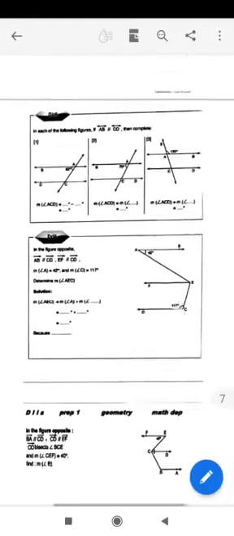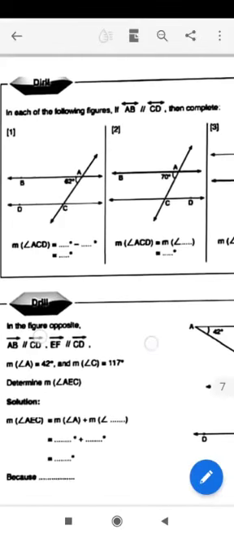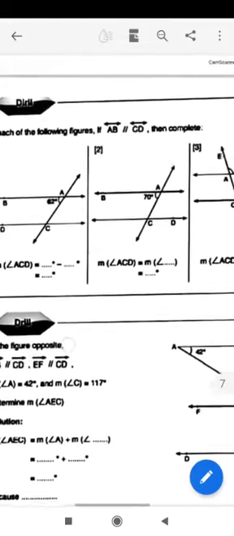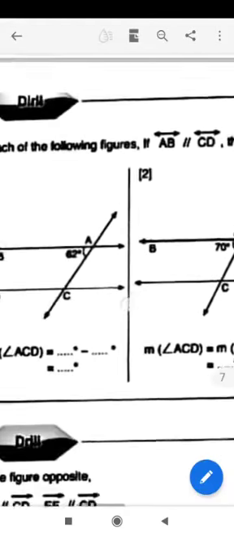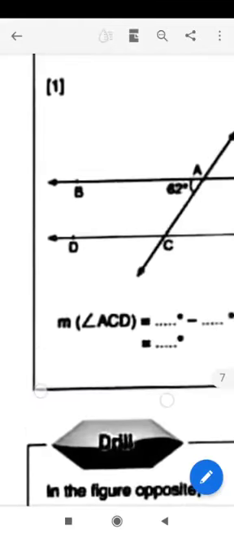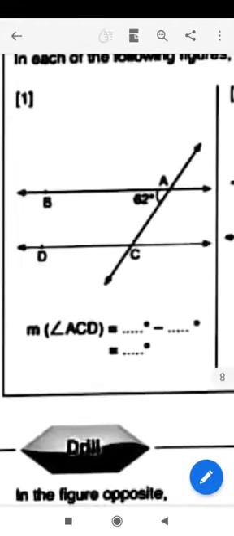Now we have some examples on parallelism. In each of the following figures, if AB is parallel to straight line CD, then complete. In the first, if AB is parallel to CD and the measure of angle BAC equals 62, then find the measure of angle ACD.